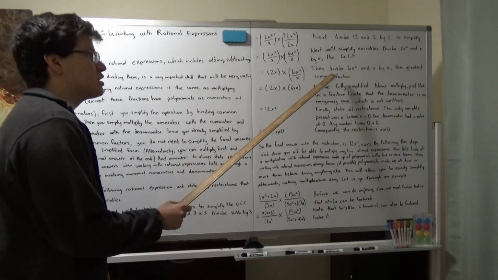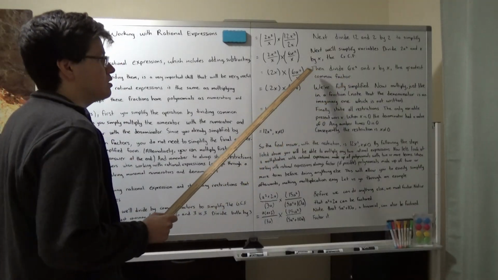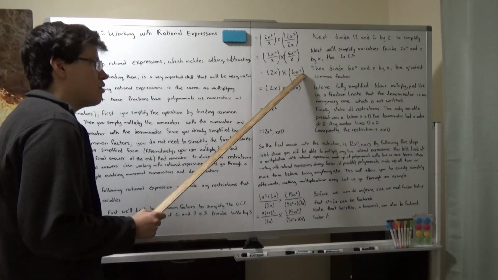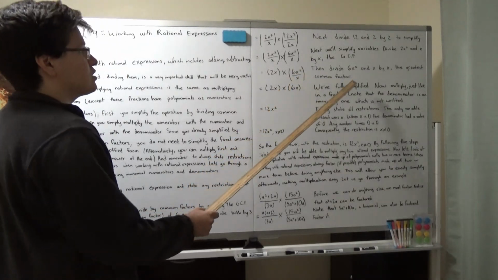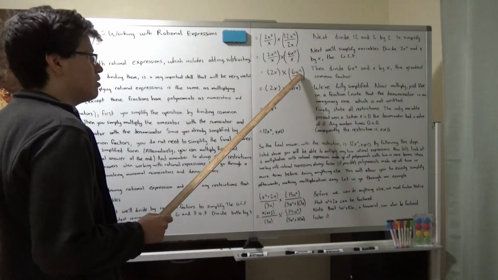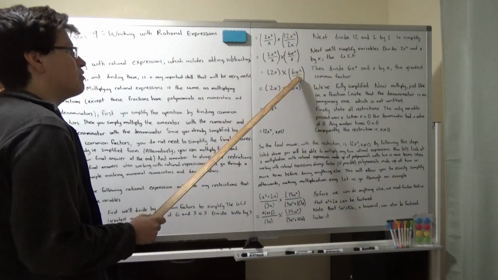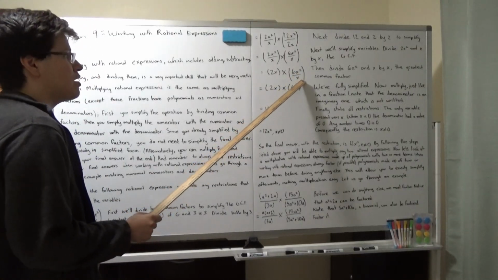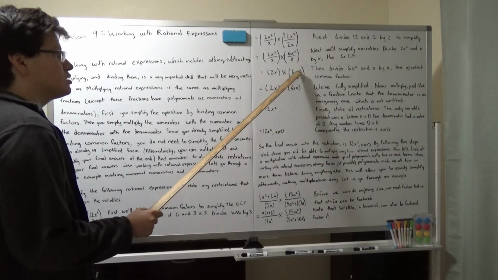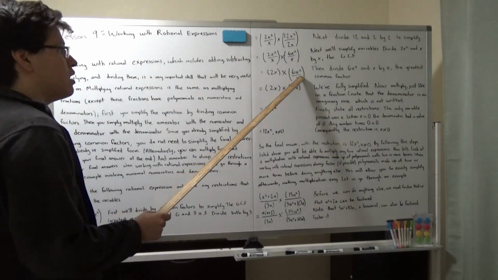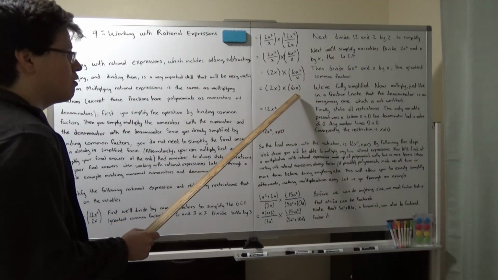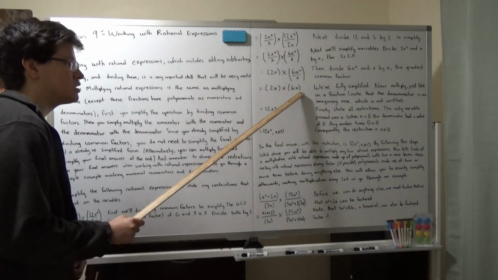Then divide 6x squared and x by x. We bring down 6x squared divided by x, and x is the greatest common factor. 6x squared divided by x is 6x. x divided by x is 1, and there's an imaginary 1 here. So we have 2x times 6x.